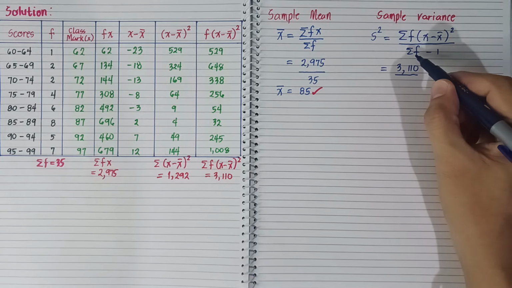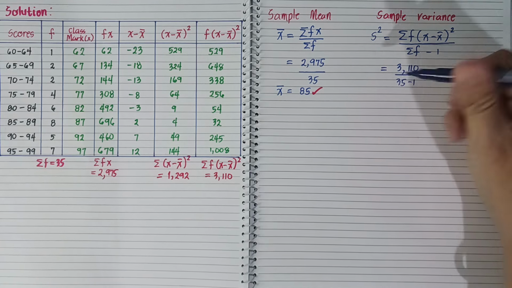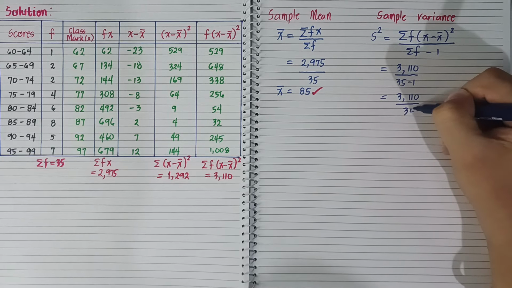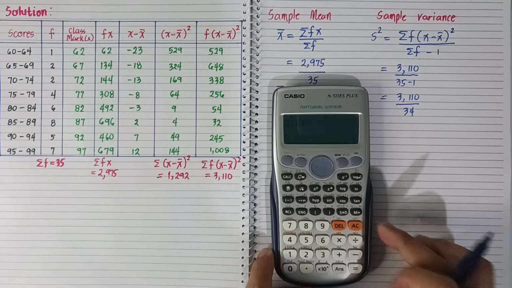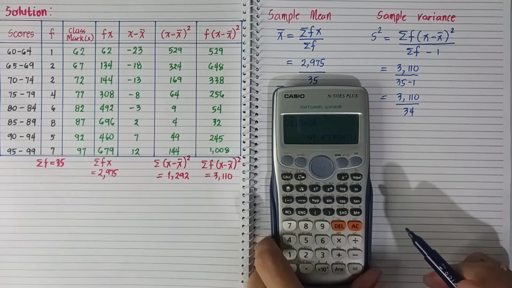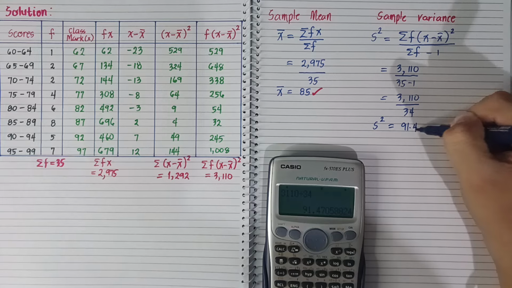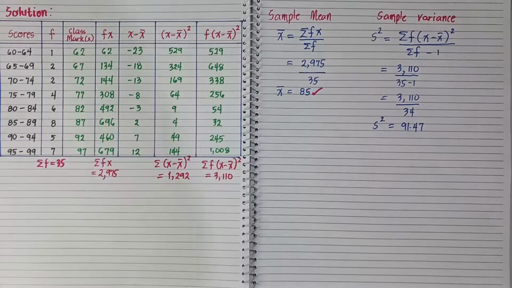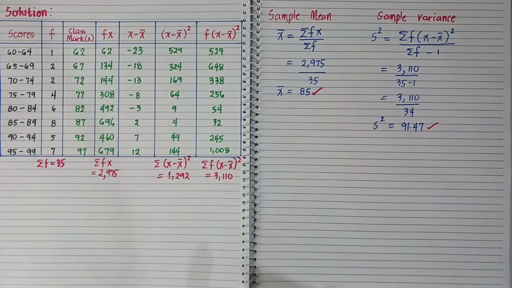Okay? So we have summation of f, which is 35, minus 1 kasi sa formula natin yan. So 3,110 divided by 34. Guys, dito gamit tayo ng scientific calculator. So 3,110 divided by 34, that is 91.47. Yun yun guys. That's the value for the sample variance. Okay. So now, let's compute for the sample standard deviation.